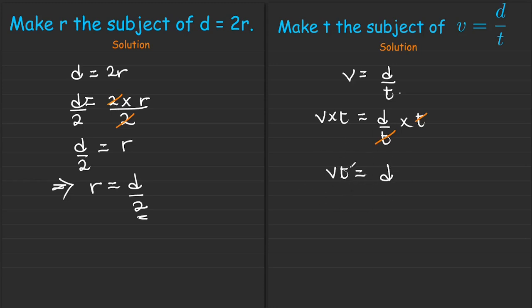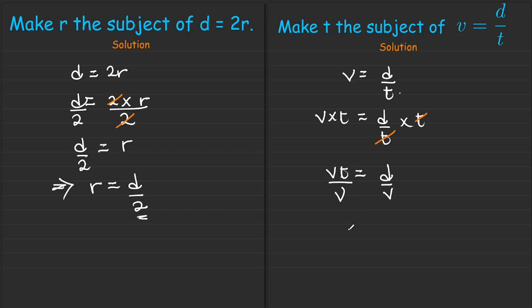By so doing, you have been able to make D the subject because it is D that is now standing on its own. On the other hand, V is being multiplied by T. But it is the T we want to stand on its own. So the relationship here is multiplication. Hence, the inverse operation is going to be division. Division by what? The obstacle now is our V. So division by V. And since you are doing that for the left-hand side, you have to do the same thing also for this other side.